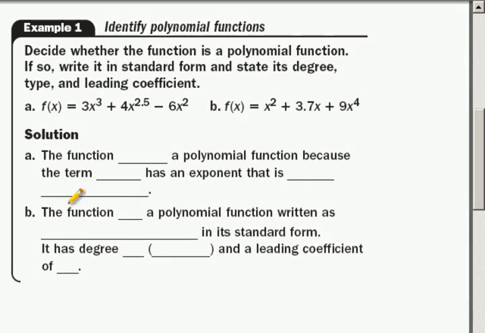In example 1, it says decide if these are polynomials or not polynomials. If you look at the first one, it's not, right?